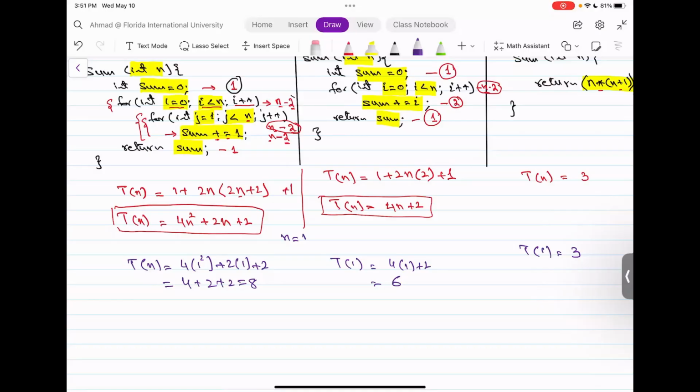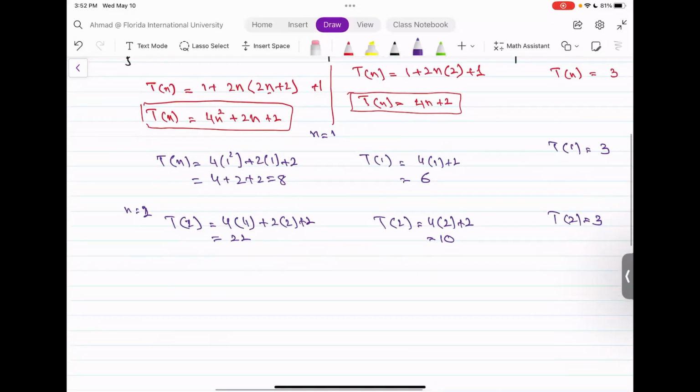Now, what happens if I have two numbers? n is equal to 2. So if n is equal to 2, I can just substitute 2 here in place of n, which is going to be 4 into 2 square, which is 16, plus 2 into 2, which is 4, plus 2, giving me 16 plus 4, 20, plus 2, which is 22. And algorithm B, the time taken by algorithm B, would be 4 into 2 plus 2, which is 8 plus 2, equal to 10. And how much time does algorithm C require? T of 2 is basically 3, because it doesn't require any n, it's constant.